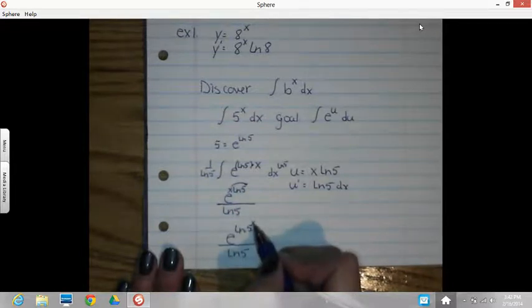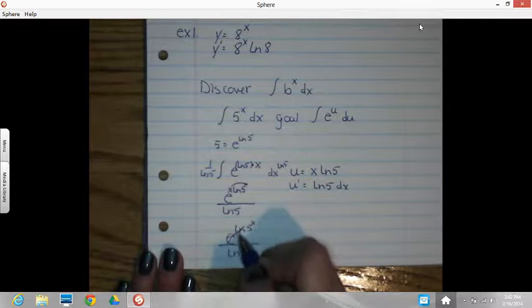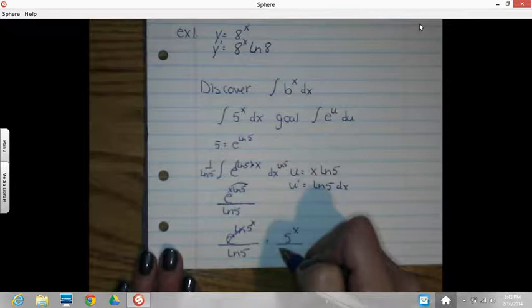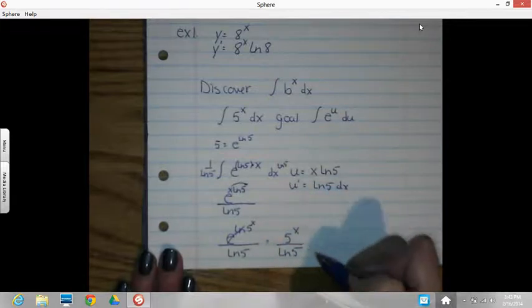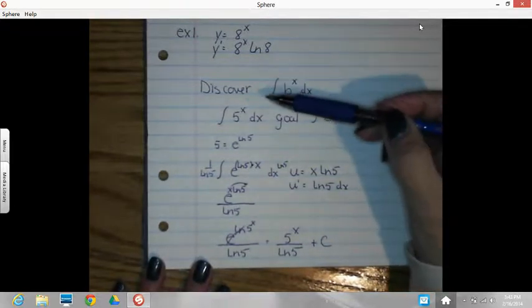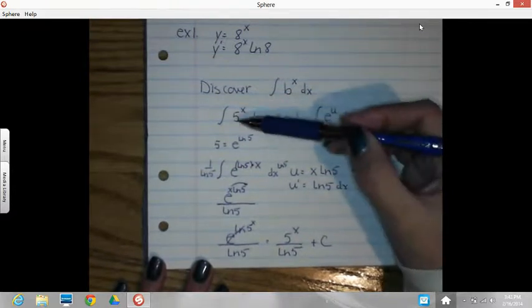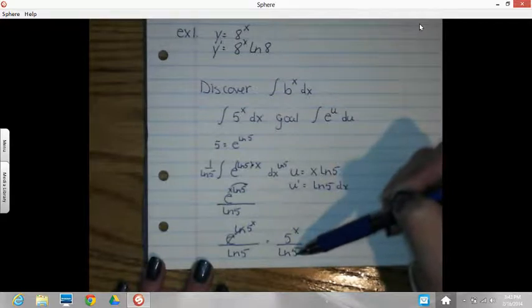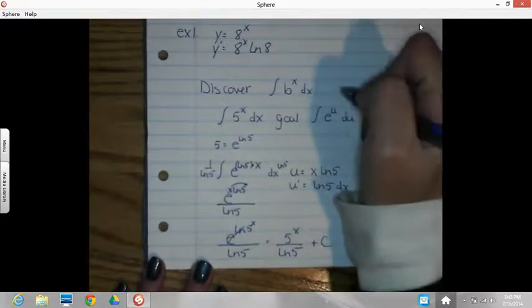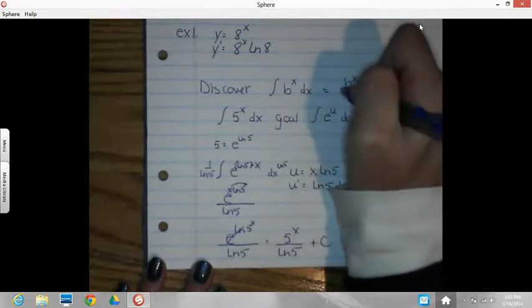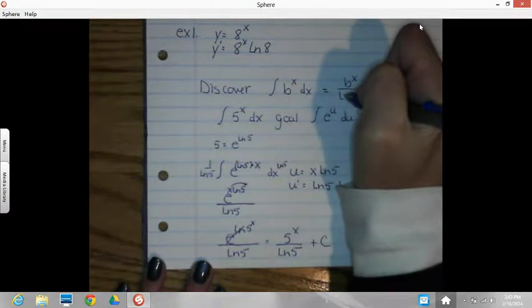Now I'm going to simplify. The e and the ln are going to go away. I get 5 to the x over ln of 5 plus c. So, what does it appear the rule is going to be for the integral of b to the x dx when I had 5 to the x dx and it came out 5 to the x over ln of 5? Well, it certainly looks like it's going to be itself, b to the x, divided by the natural log of that number, b.